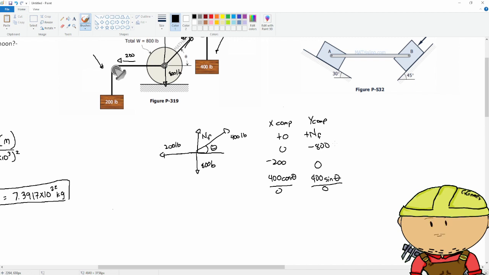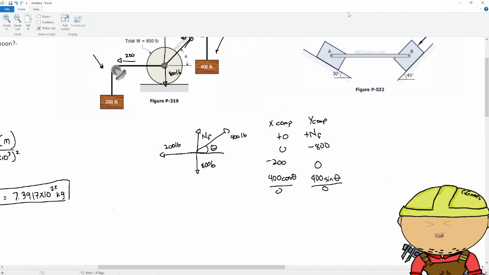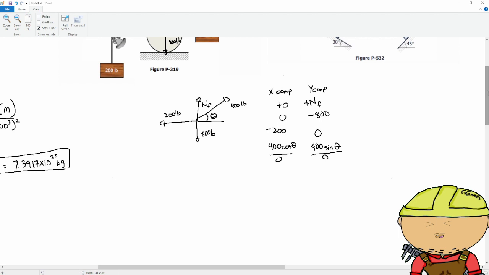Okay, and it's in equilibrium because it's not moving. There's nothing said about it moving, and plus it's statics. We're talking about non-moving objects. First off, we're going to do the x component. So 400 cosine theta minus 200 is equal to 0. Transfer 200 to the right side. Math, algebra. 400 cosine theta is equal to 200.